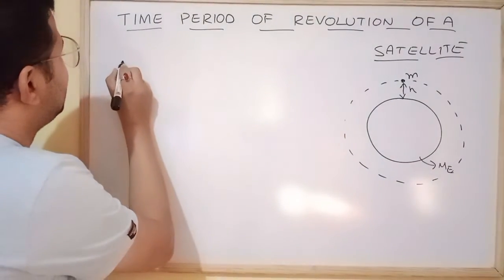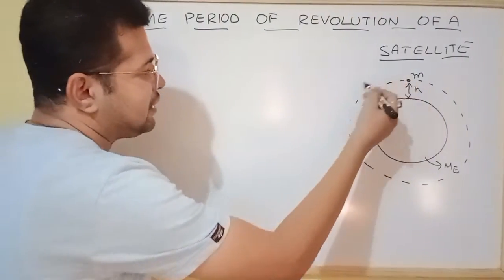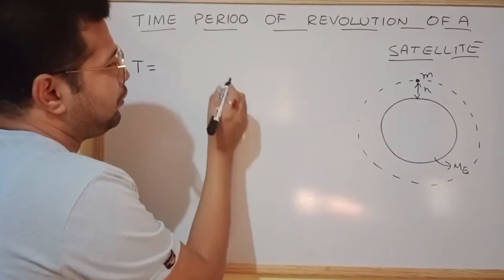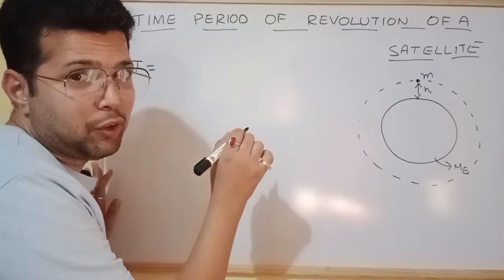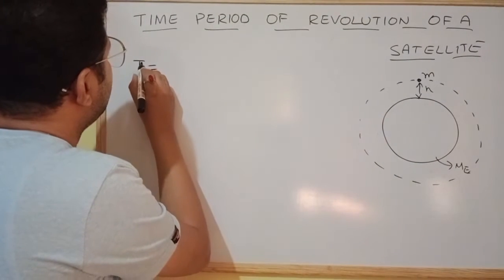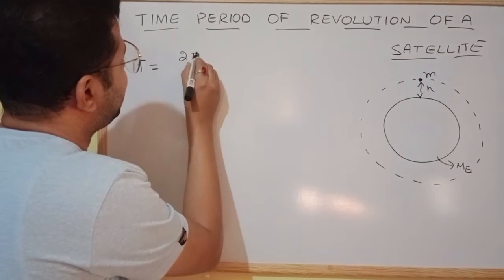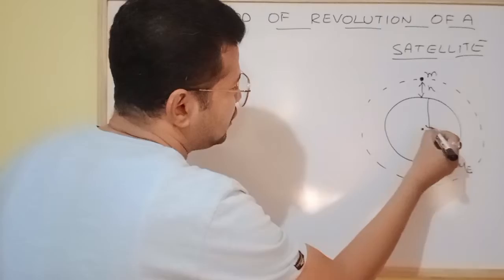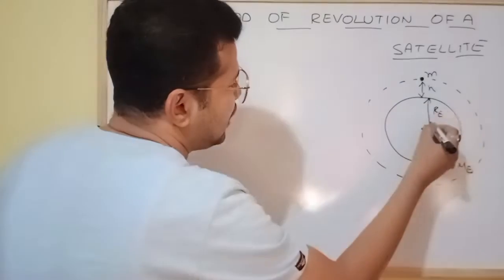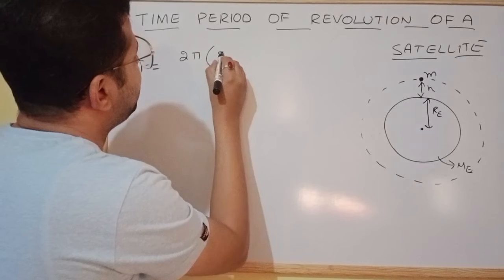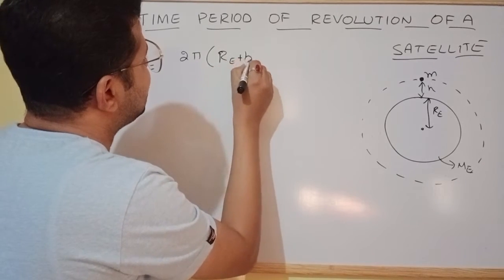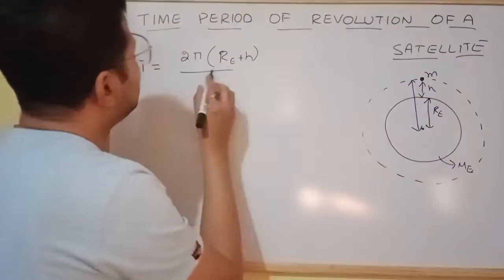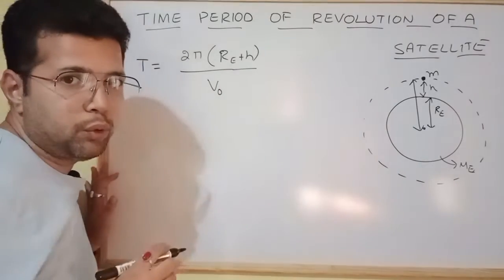So how to calculate time period? Time period is equal to the distance traveled in one revolution, which will be equal to the circumference, divided by speed. The speed with which the satellite is revolving is the orbital speed. So time period is equal to the circumference, 2 pi into the radius, which is the distance between the satellite and the center of Earth. So this is Re plus h. The radius of the satellite orbit is Re plus h, divided by the orbital velocity v.